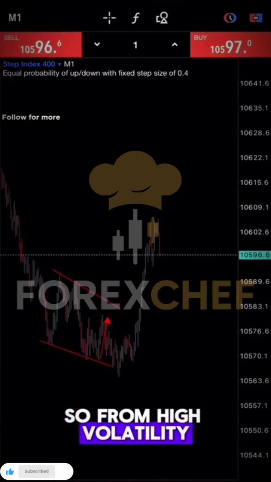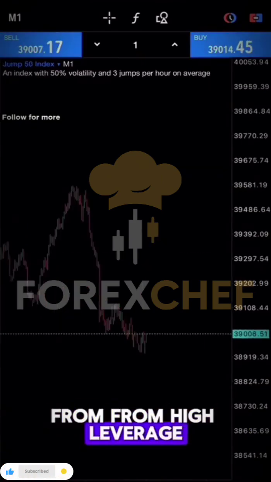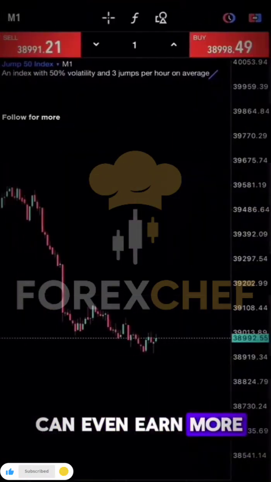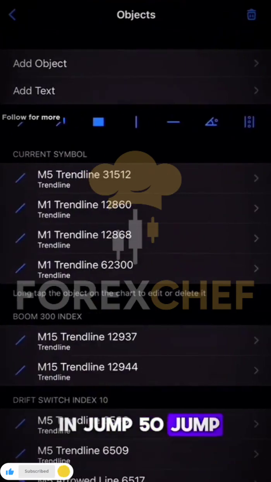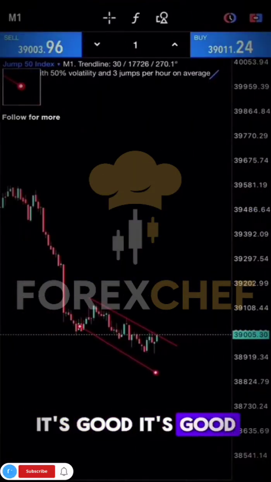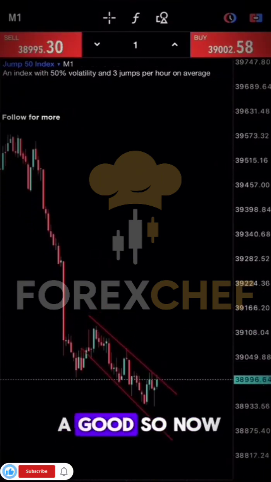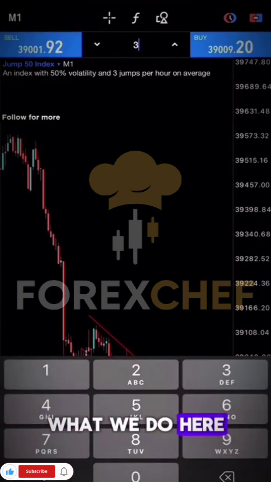So from high volatility, from high leverage using the high capital, it means that we can even earn more in a short space of time. So now we are in Jump 50. Jump 50 is good. It's good. So now what we do here is set up a trend.